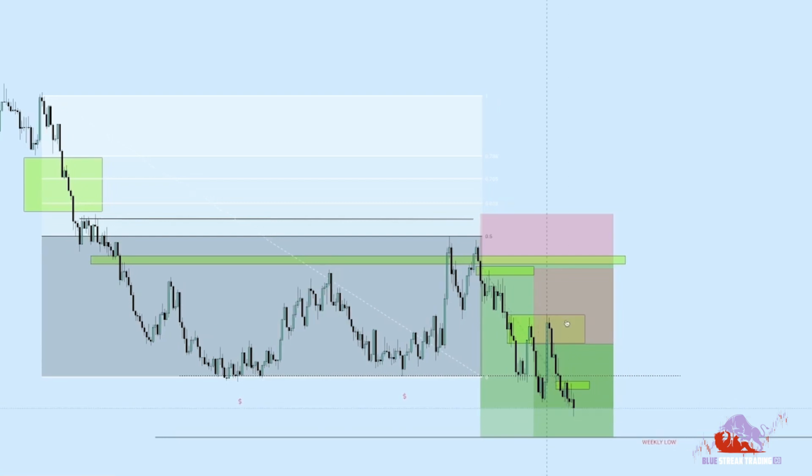Price respecting order flow. Comes back up to the small fair value gap right here. Rejects. Continues to push down towards those weekly lows. At this point, you just got to manage your trade. This should all be risk-free.